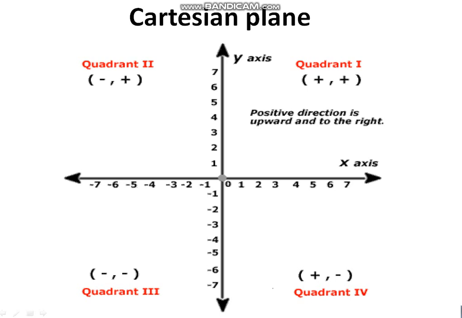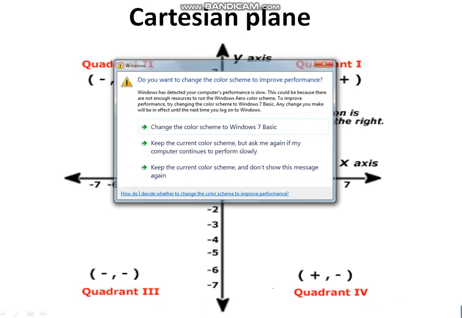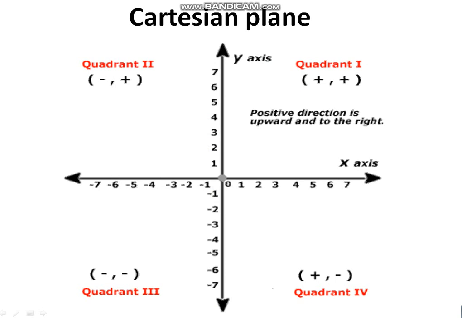In the second quadrant, the x-axis is negative and the y-axis is positive, that is minus comma plus. In the third quadrant both are negative, negative x-axis and negative y-axis, that is minus comma minus. In the fourth quadrant, positive x-axis and negative y-axis, that is plus comma minus. Wherever we mention the coordinates, first we write the coordinate of x and then y.